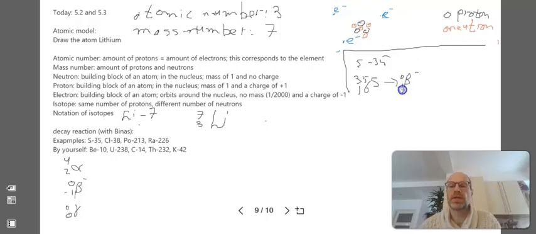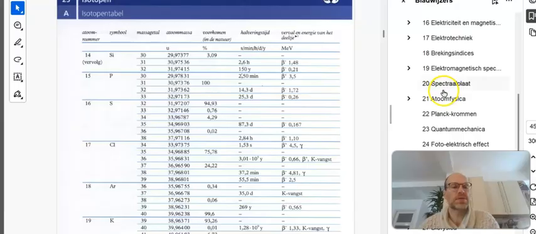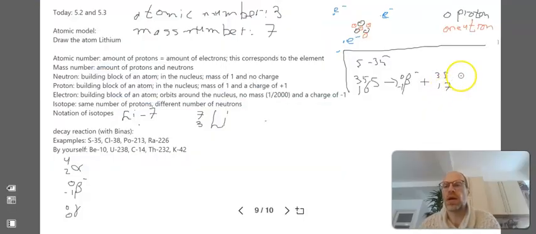And I already explained that beta decay is 0 and -1. That 0, -1, or the 0, 0, or the 4, 2, is not in your BiNaS. You simply need to know that by heart. And now we need to balance it, just like we balance reactions in chemistry, only we have two rows, the top row and the bottom row. The top row is 35 equals 0 plus 35. And the bottom row, 16 equals -1 plus 17. And then we have an atomic number of 17. What is that? That is Cl, chlorine.